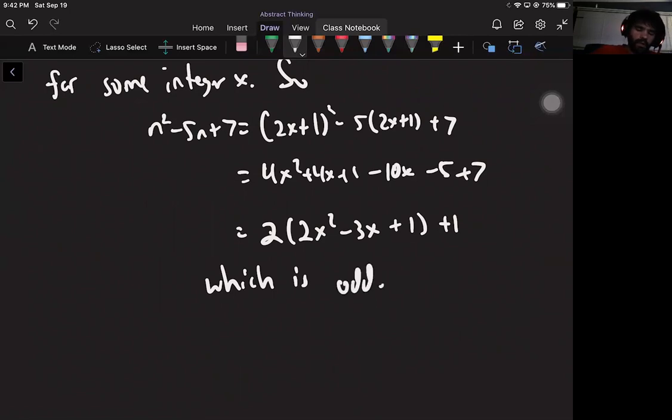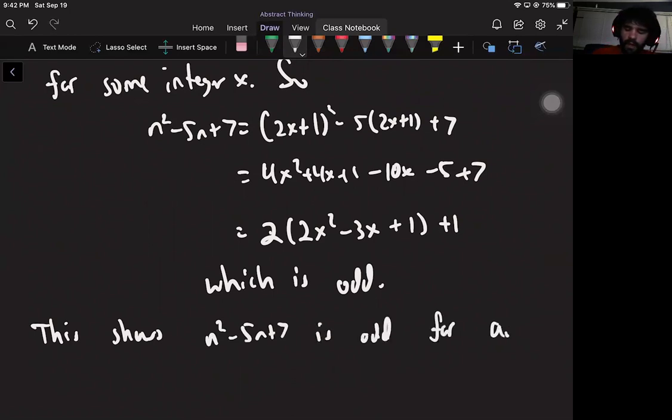Okay, so again, this ends the proof. This shows n squared minus 5n plus 7 is odd for any integer n. Again, the reason it's working is because I've covered all possible cases. I've covered all the evens and all the odds. That's all the integers together.